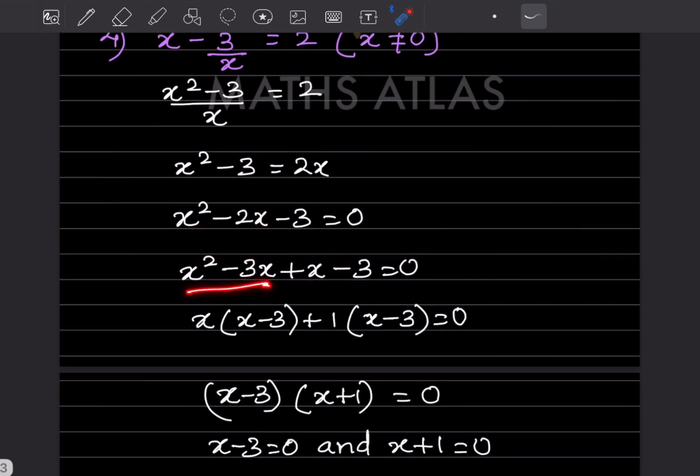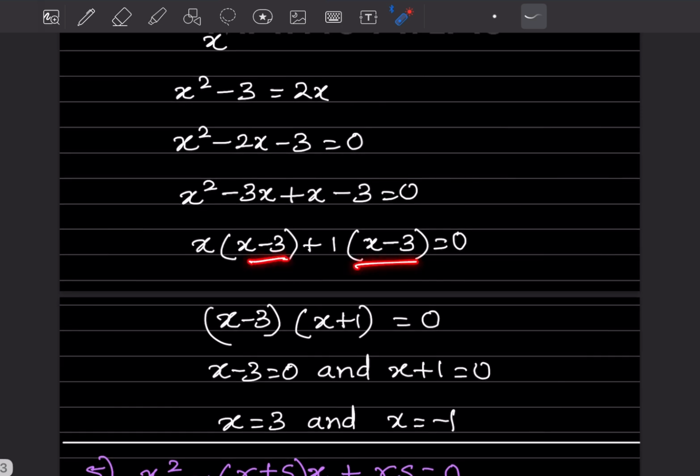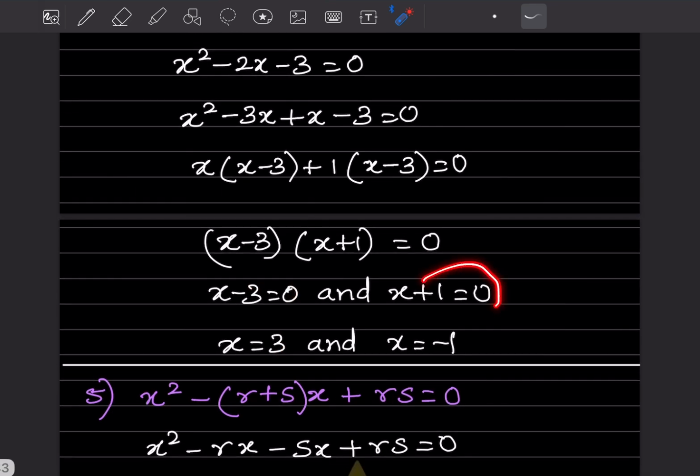Now we are going to group it. Common is x, and the bracket will be x minus 3, plus sign as it is. There is no common, so we'll write here 1, x minus 3 is equal to 0. We'll write it only once. This will be x plus 1 is equal to 0. So x minus 3 is equal to 0, or x plus 1 is equal to 0. So x is going to be 3, and x is going to be minus 1.